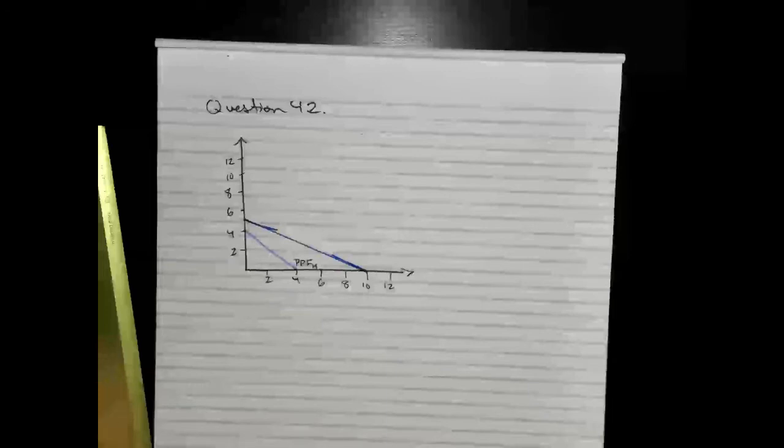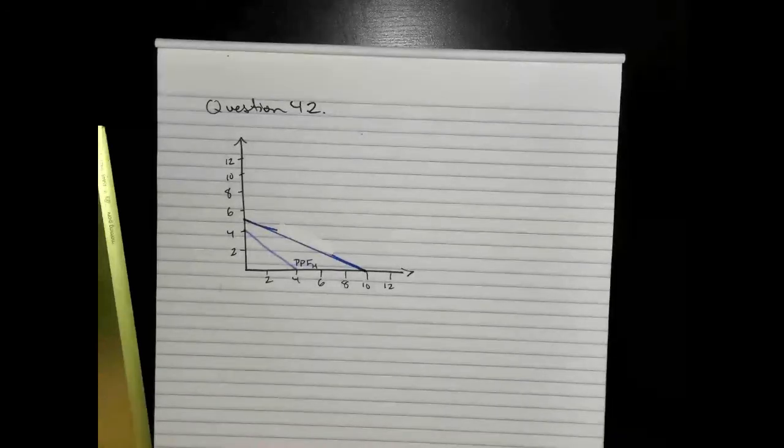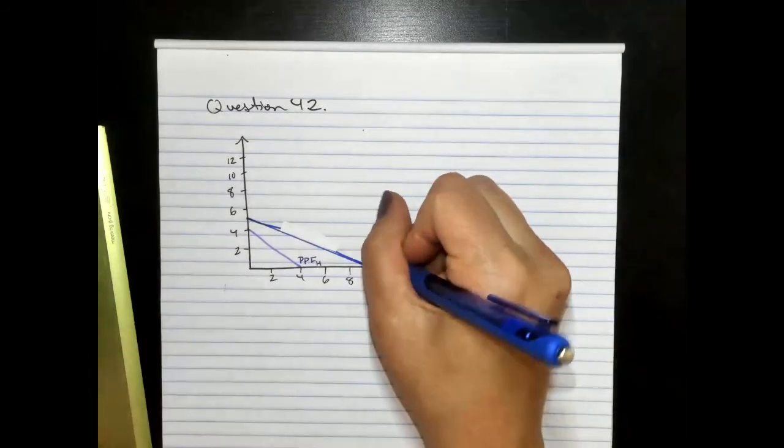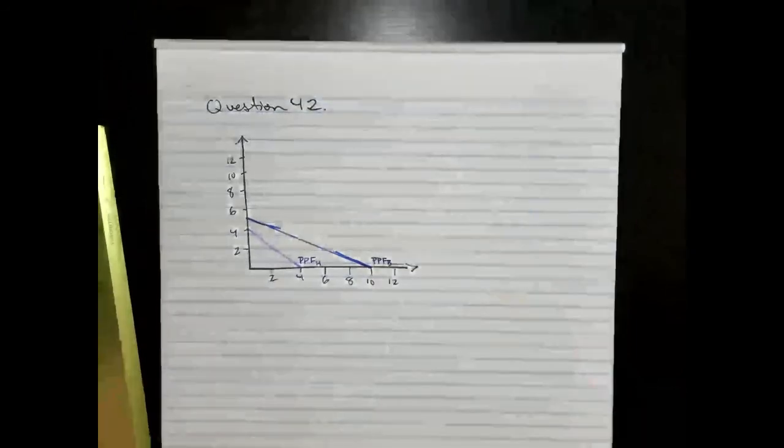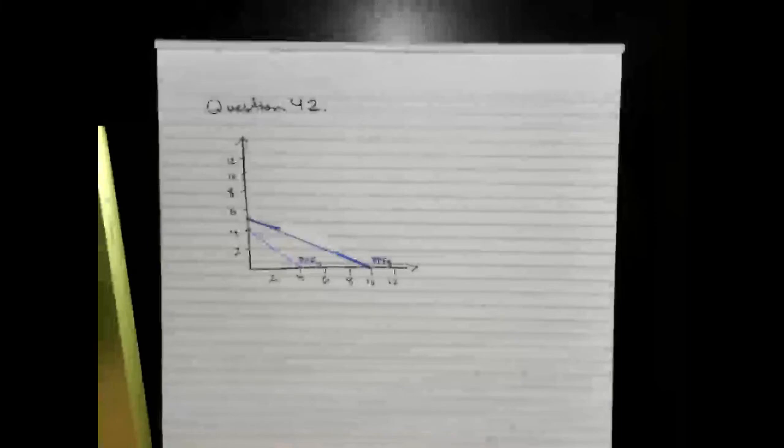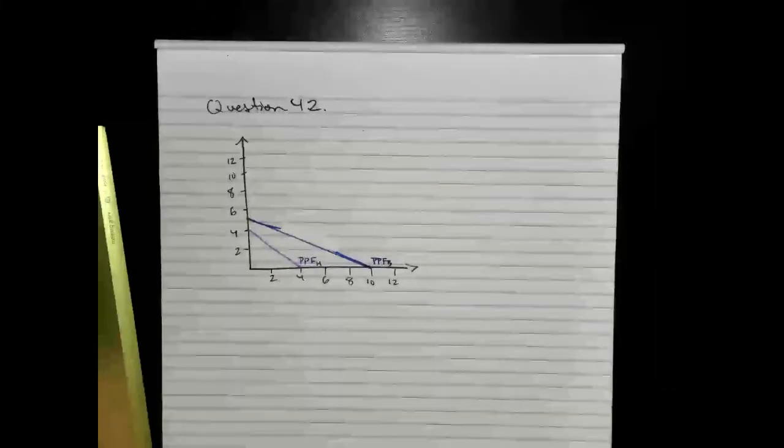So what you do is, first you finish labeling them with your superfine. I like to use this blue pen to label the PPF for Biliary. And then what I want to do is go ahead and draw the joint PPF.